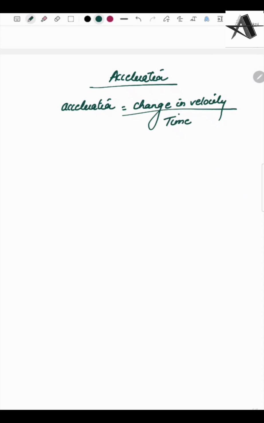Change in velocity means how much velocity has changed from start to end. So we will take two velocities only. We don't care about how many times the velocity changes in between. The main thing is your initial and the final velocity. As I told you, a vector depends on the initial and the final position, and acceleration is a vector quantity. So we are talking about the final and the initial points. So change in velocity will be final velocity minus initial velocity, over time, and this is acceleration.